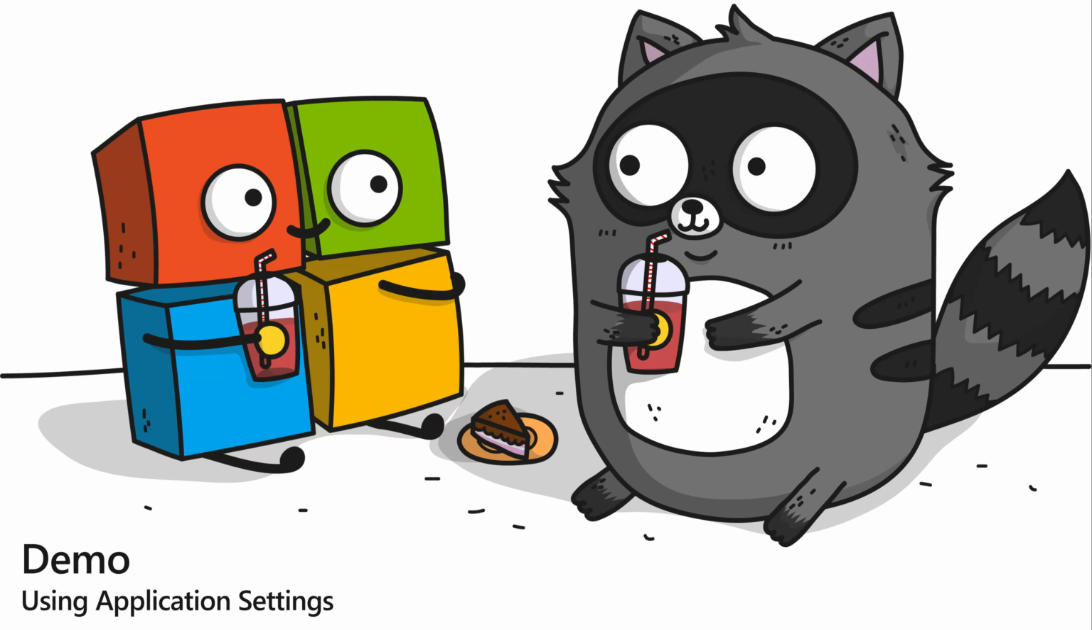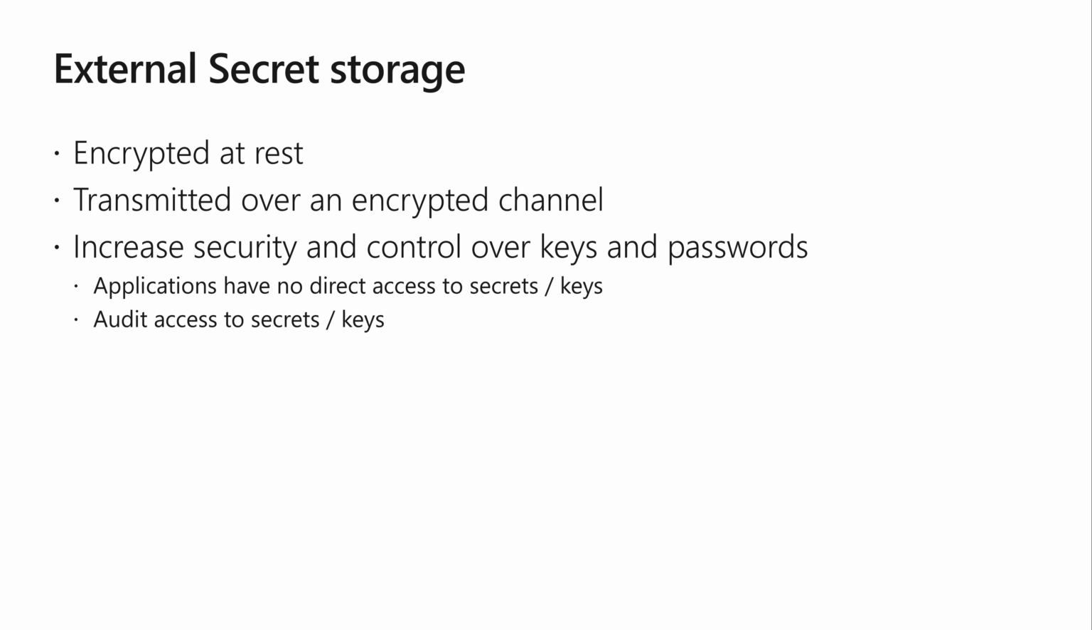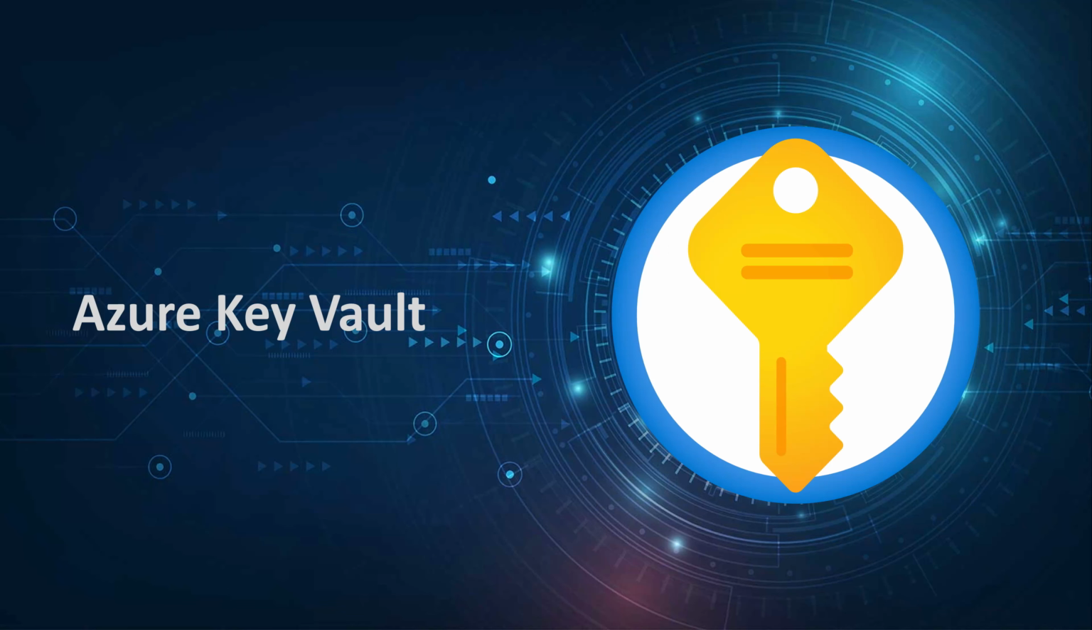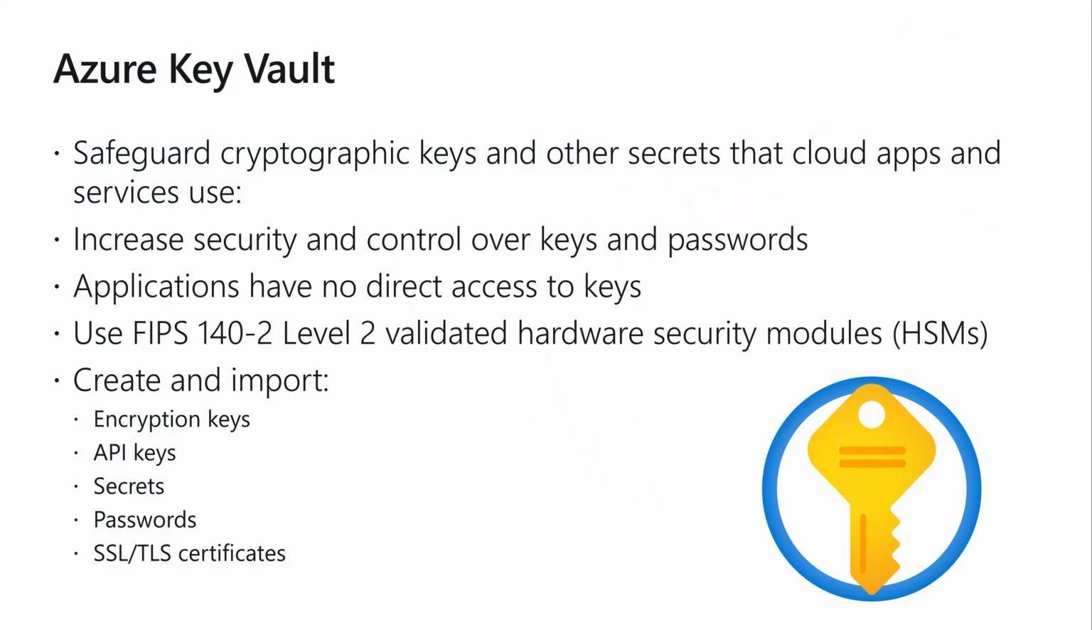So, what can we do? We can also have external secret storage that we want to be encrypted at rest, transmitted over encrypted channels, and we want to have increased security and control on this, okay? How can we do this? Well, there is an amazing service that is called Azure Key Vault. And that's kind of what it does: it's capable of safeguarding encryption keys, secrets, and certificates.